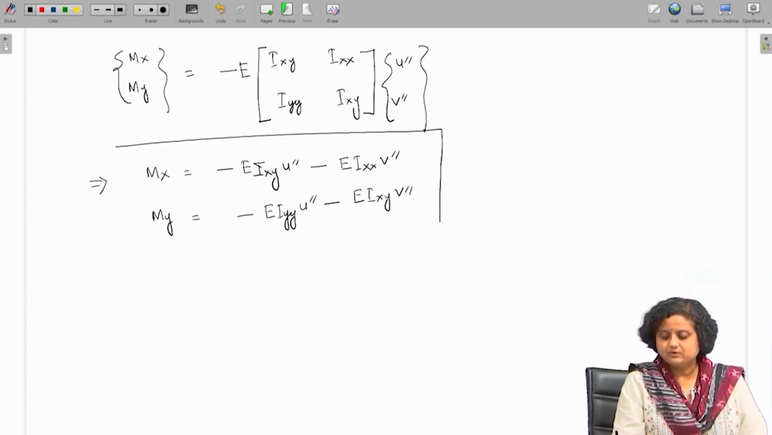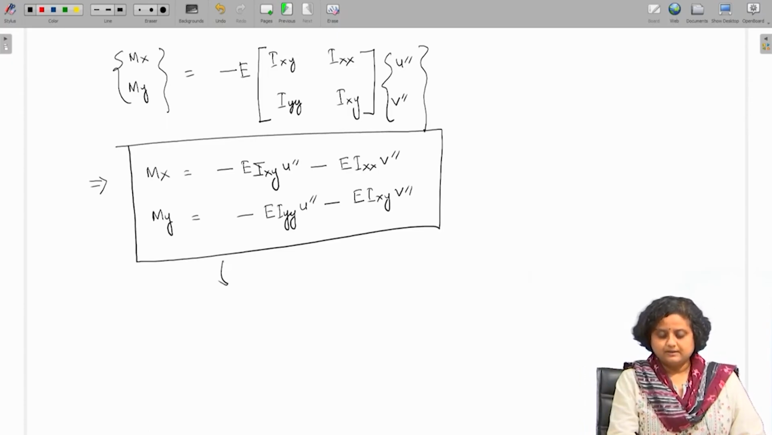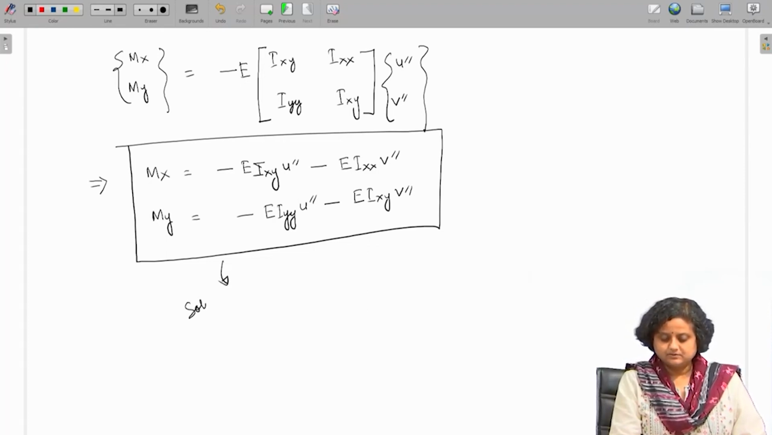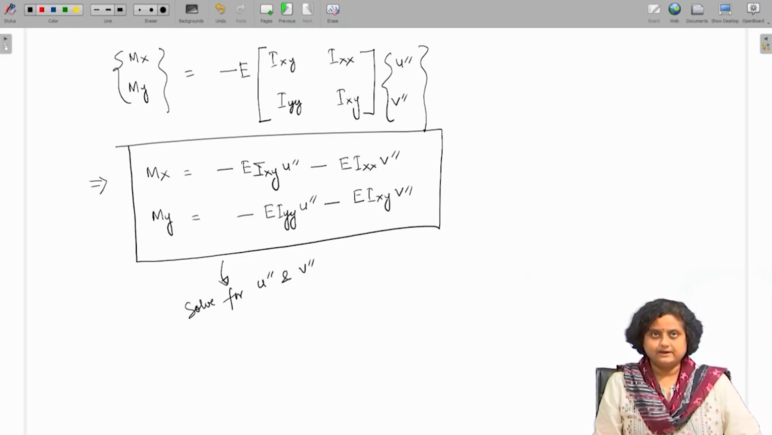Now, these two equations can be used to solve for u double dash and v double dash, which are the deflection of the beam in x and y direction due to the bending moments Mx and My. So, we will solve certain examples on this in the next lecture. Thank you.